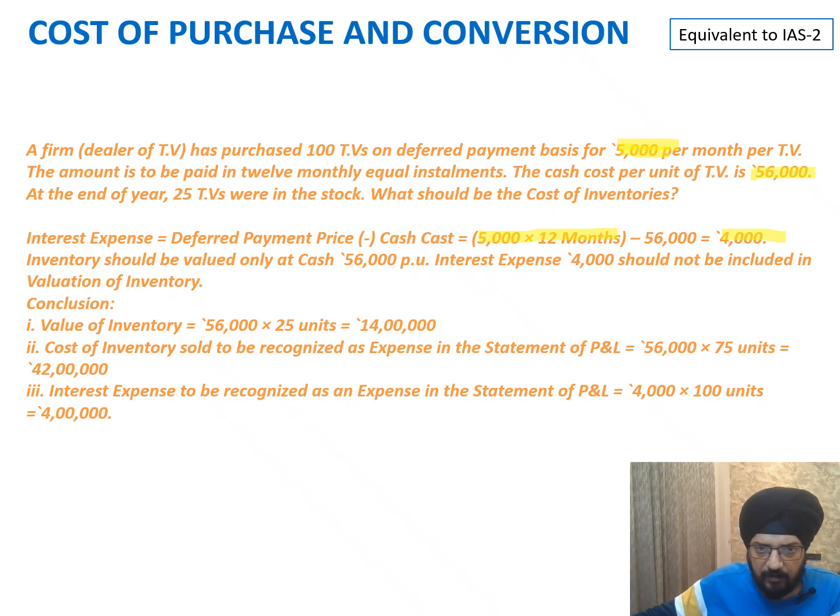So in a year, a firm has purchased 100 TVs. So 100 TVs at the rate of 4,000 would be 4 lakh. That is my interest cost. So that will be charged upfront in the year in which I have incurred that expenditure, and that will be shown as a cost to my P&L. So we'll quickly move to the next slide.